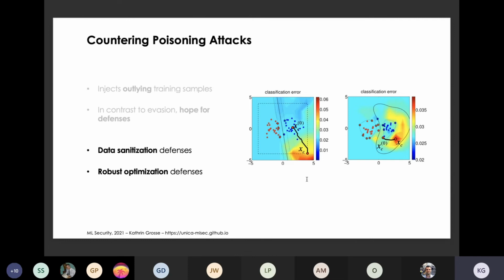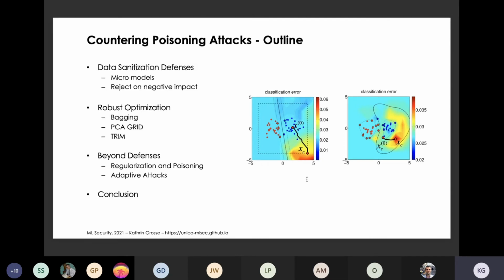The way they differ is this: if you look at the training, you have the data collected, then you have the training, and then maybe you do some testing. Data sanitization takes place before the algorithm is trained. So you take the data, you sanitize it, and then you plug it into your classifier. Robust optimization, on the other hand, is where you alter the classifier or you alter the training. This is essentially the biggest difference between the two.